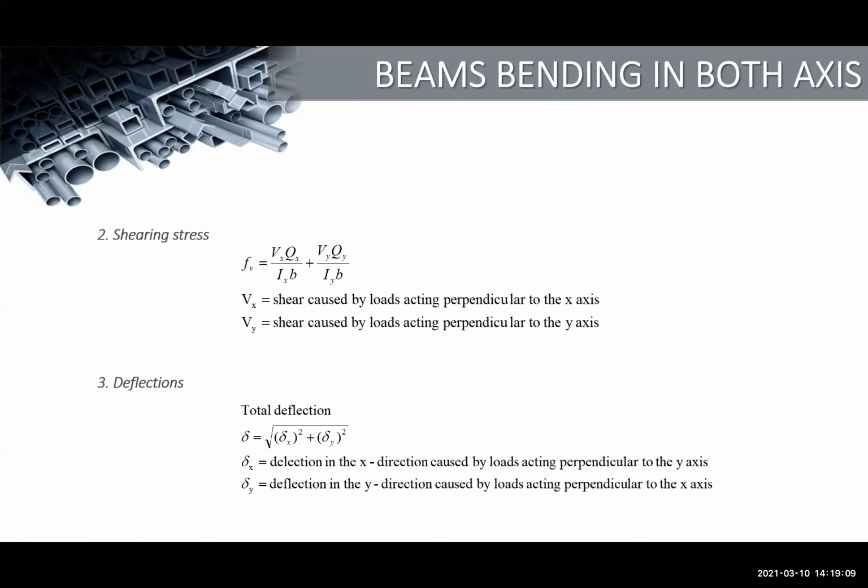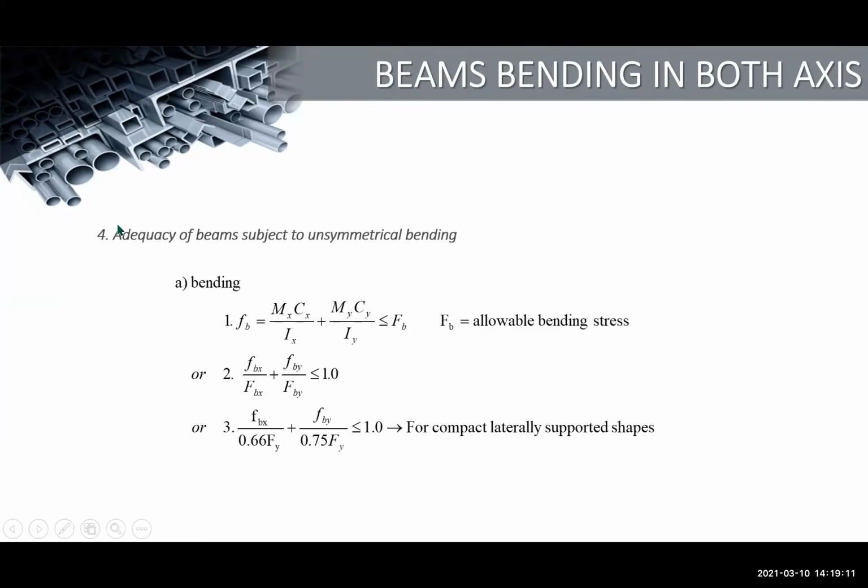Ang pang-apat naman is we need to check the allowable or yung adequacy. So ano ba yung adequacy? Of course, ang gagawin lang naman natin is we need to check if the actual bending, actual shearing, and actual deflection is within the allowable. Paano ba check kung safe siya? Siyempre, i-compute mo yung actual na bending ng structure and then i-compare mo siya sa allowable. So ito, tulad nitong number 1, sa bending, of course, the actual bending stress should be less than the allowable bending. So, ito lang yung equation na gagamitin.